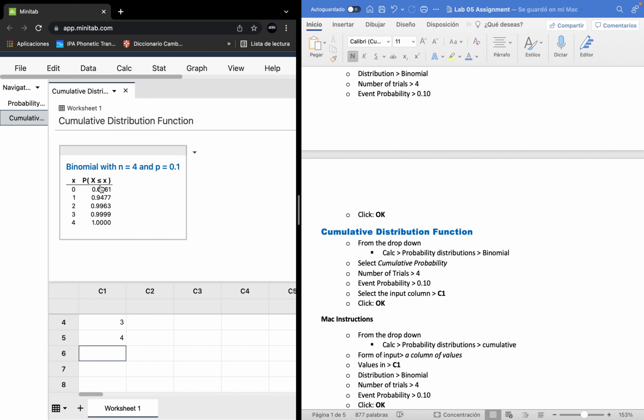So these are cumulative probabilities, less than or equal to the given number. And in the previous case, they were exact. Exactly 0, exactly 1, exactly 2, exactly 3. All right.